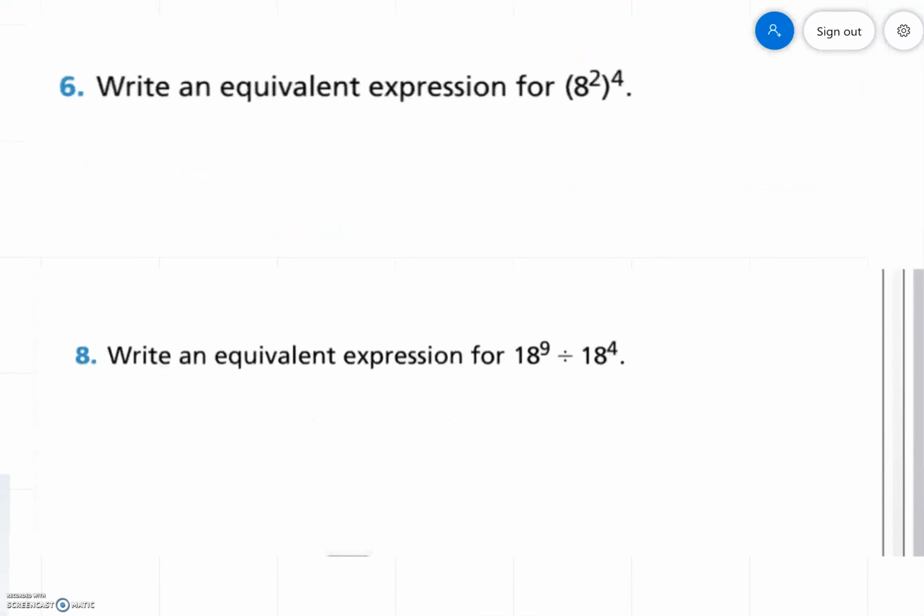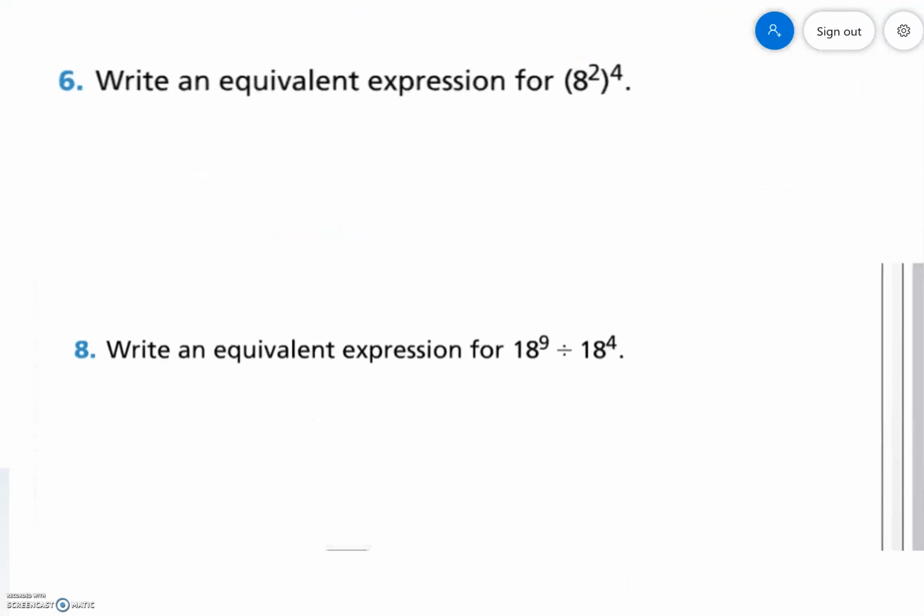So let's try number 6 and 7 on our own. Sorry, 6 and 8. Try 6 and 8 on your own. Once you finish, show it to one of us, and we will give you your exit quiz. Once you finish your exit quiz, if there is still time remaining, you may work on your homework.